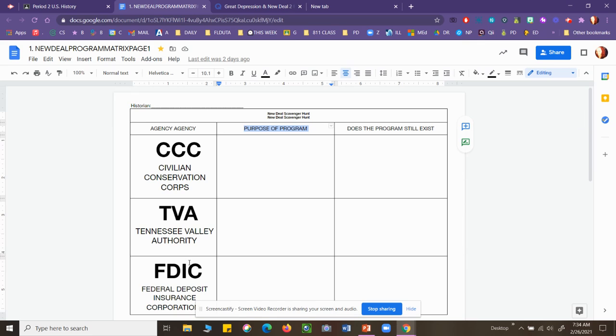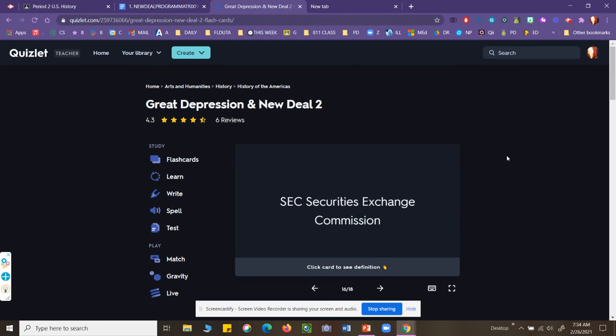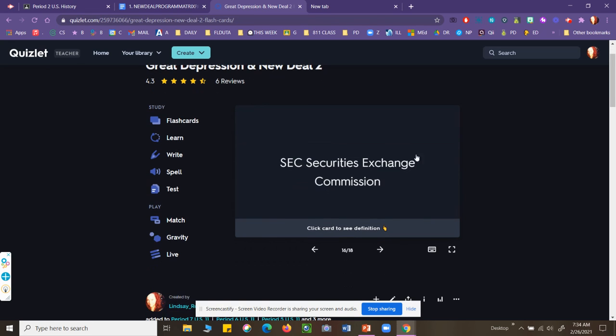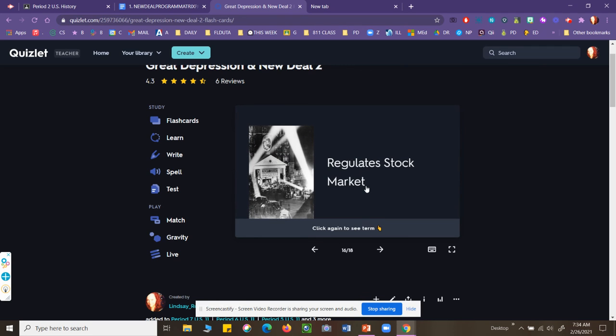I couldn't fit both on one document, so I have two. But the place you find this information is mostly on your Quizlet. When you open your flashcards that you mostly just completed, many of them are these programs. So there's SEC right there, and there's your answer right there. Regulates the stock market is the purpose.